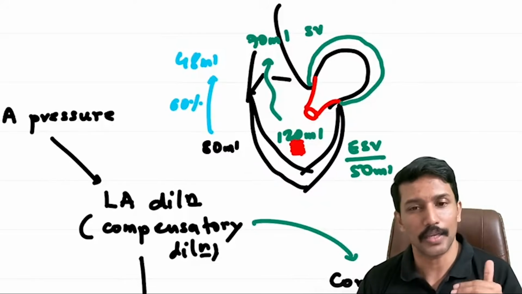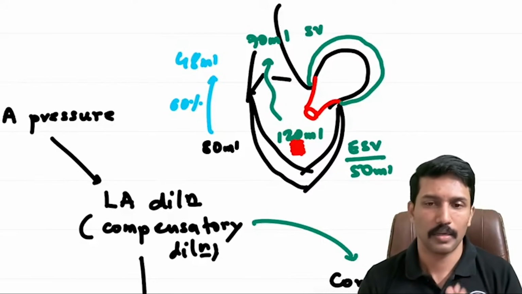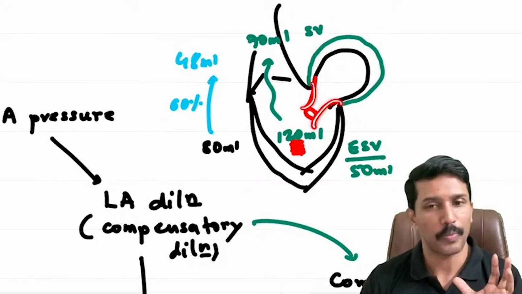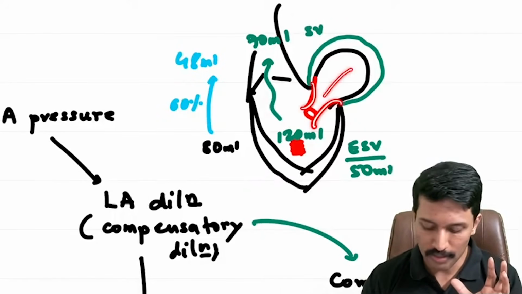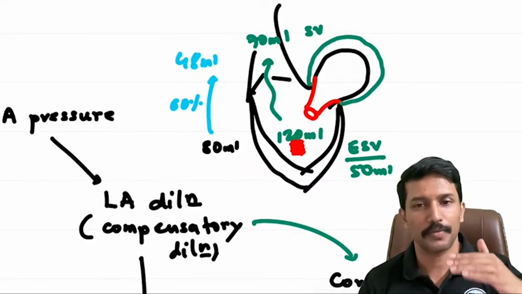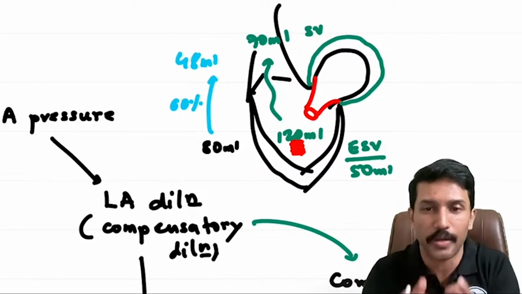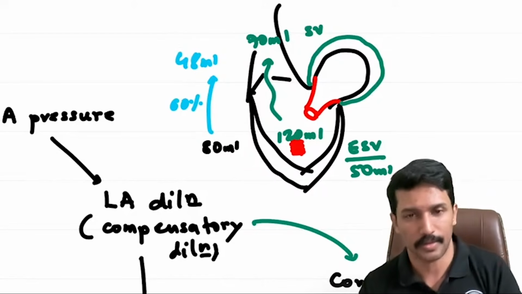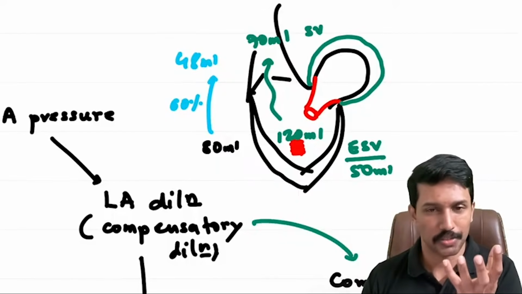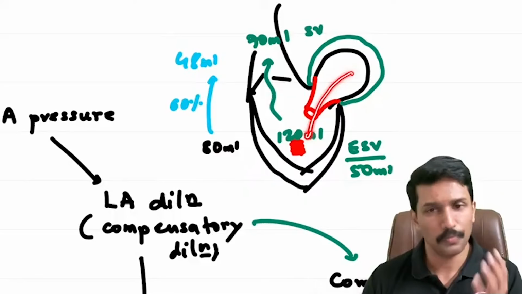This phase we call isovolumetric relaxation. Once it lowers the pressure, the mitral valve opens, and then the blood starts moving from left atrium to left ventricle. So first phase of diastole is isovolumetric relaxation. The role of isovolumetric relaxation is to lower the ventricular pressure lower than that of atrium. Okay, done. I have relaxed it. The pressure is lower. The mitral valve opened, and the blood started moving from atria to ventricle.